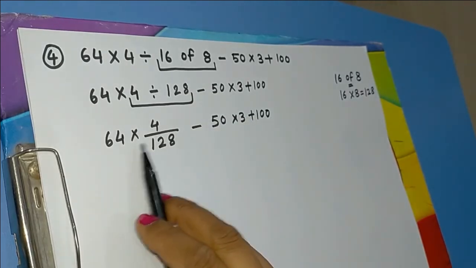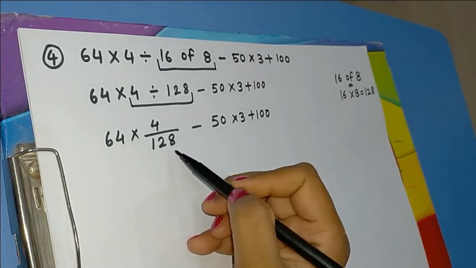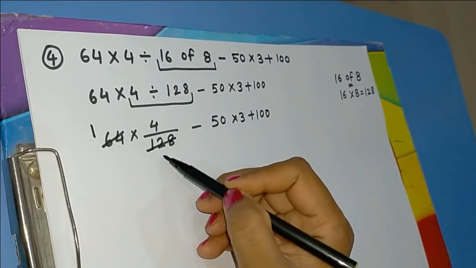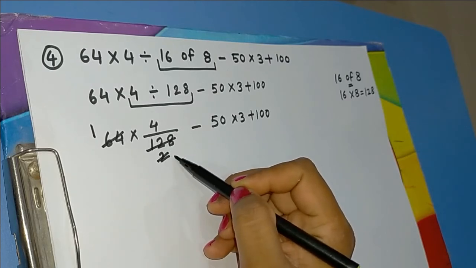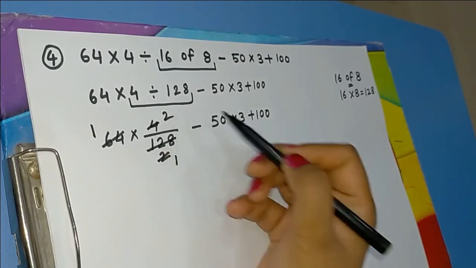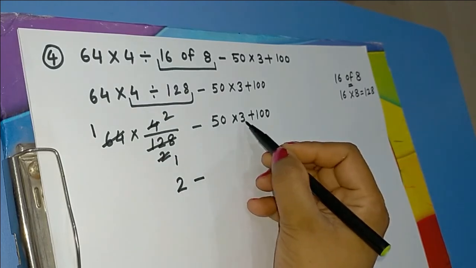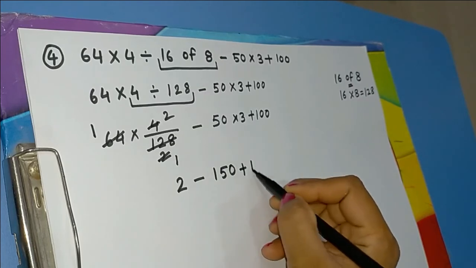Now we need to solve the multiplication sign. We can cut the 64 by 128. 1 times 64 is 64. 2 times 64 is 128. 1 times 2, 2. 2 times 2, 4. Here we have 2 minus 50 cross 3, that is 150 plus 100.